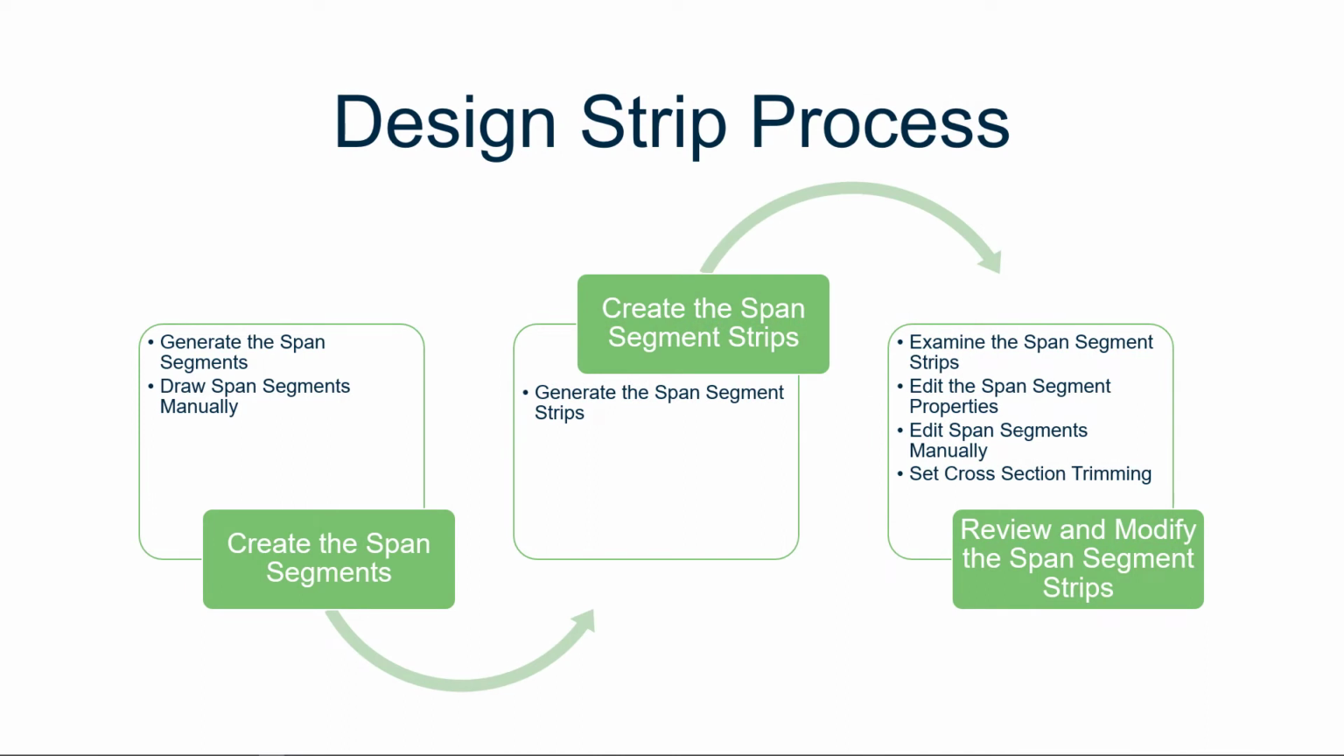So let's discuss the overall workflow for creating design strips in RAM Concept. For this series of videos, we are going to assume that we're at the point in our workflow where we're ready to start modeling design strips. The typical process for generating design strips is as follows. You will start by creating the span segments, either by drawing them manually or by generating them through the tools within RAM Concept. You will then generate the span segment strips, considering the span segments that you already created. And finally, you will review and modify the span segment strips as needed.